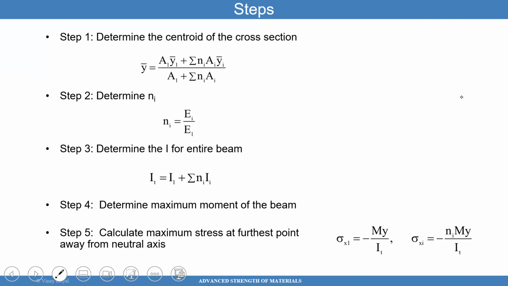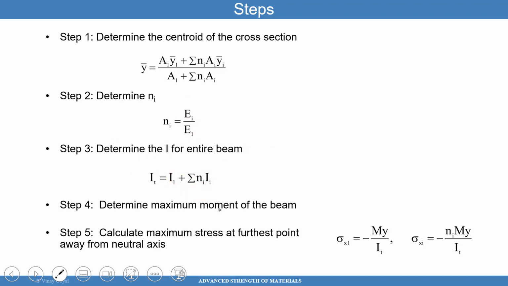And NI was given by this ratio. So the modulus of the ith material divided by E1. We're going to reference everything to one material. We'll determine the inertia of the entire beam by using this formula. And these are the moments of inertia. And that's the moment of inertia for part one or portion one of the beam.